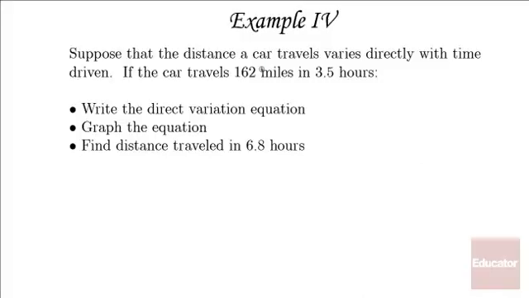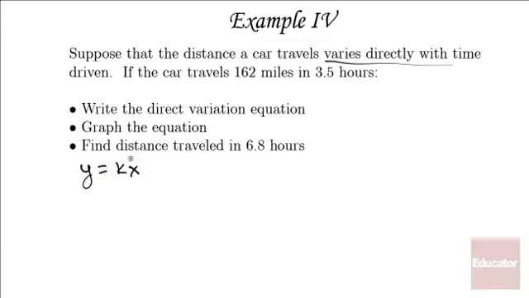Suppose that the distance a car travels varies directly with time driven. So varies directly with tells me that this is a direct variation. If the car travels 162 miles in 3.5 hours, write the direct variation equation, graph the equation, and find the distance traveled in 6.8 hours. So the first task is to write the direct variation equation. So the form is y equals kx.